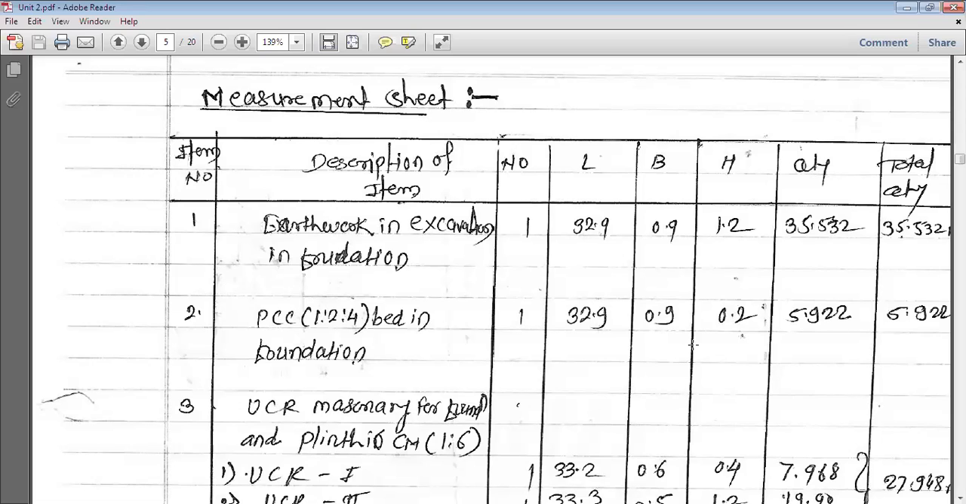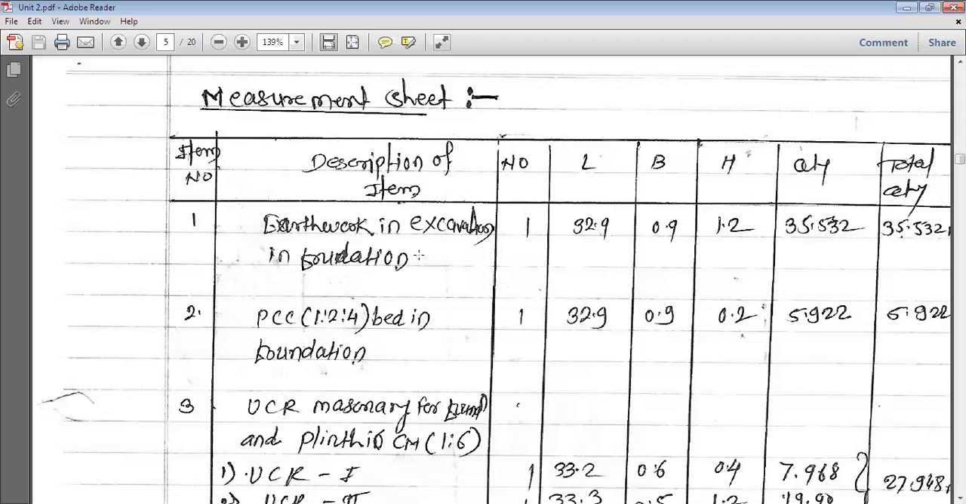Now what have they asked in this particular problem? The first thing they have asked is the quantity required for the earthwork. Here we haven't written the description for the excavation work. We have just given the title as earthwork in excavation. Where is this detailed description required? This detailed description is required in your abstract sheet.